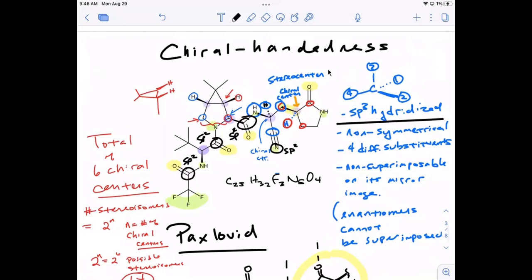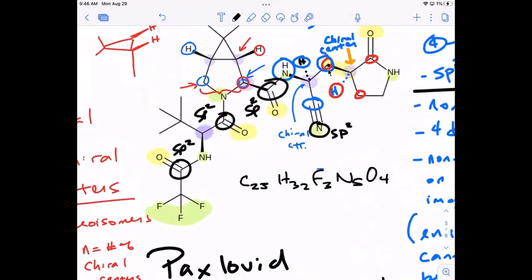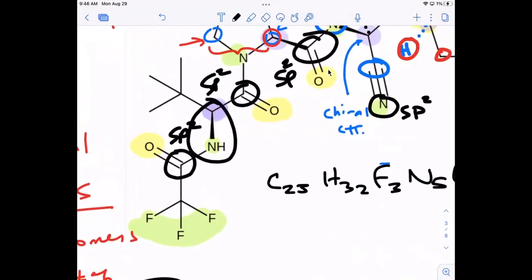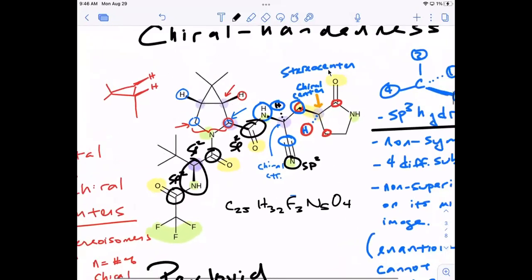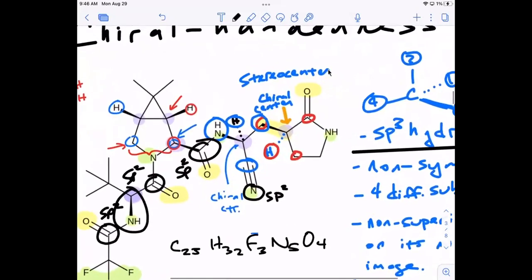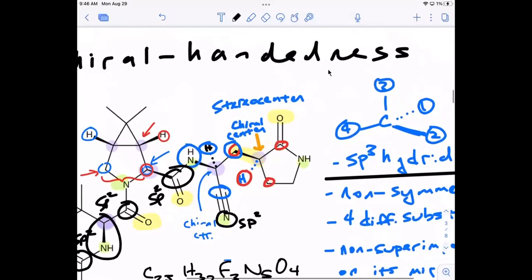That's exactly right. If I changed this one right here and left the rest the same, what would that isomer be considered? Would it be a mirror image or an enantiomer, or would it be a diastereomer? If I only changed this one that I just circled with the nitrogen and left everything the same, it would be a diastereomer. If I changed one of the other chiral centers and left the rest of them the same, that would also be a diastereomer. Are you following?